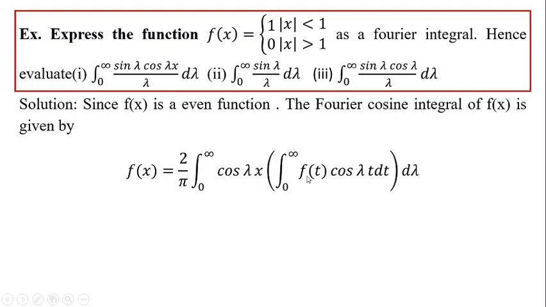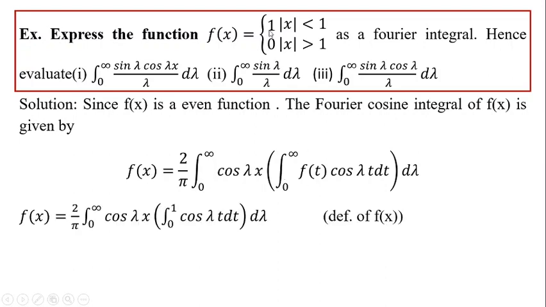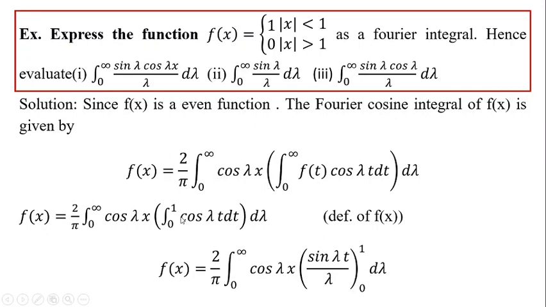So let's substitute f of t. So it's non-zero only from minus 1 to 1. Okay. But the limit over here is 0 to infinity. So we will break this 0 to infinity as 0 to 1 and then 1 to infinity. So from 0 to 1 only, f of t is what? 1. Okay. So that's why we will substitute f of t as 1 from 0 to 1. Otherwise it will take the value 0. So here I am just making use of the definition of f of x.